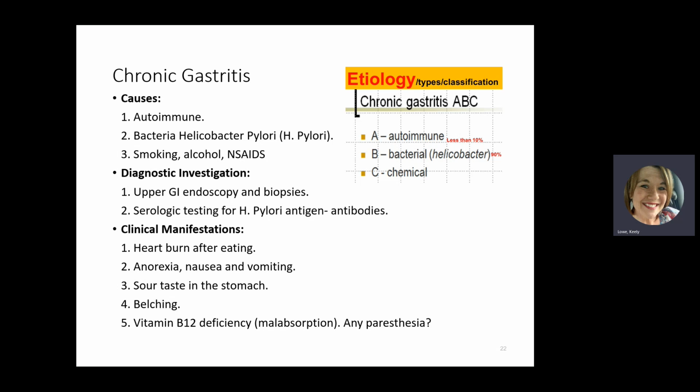And then the signs and symptoms are very similar to acute gastritis: heartburn, particularly after eating, because we're making more stomach acid, anorexia, nausea, vomiting, sour taste in the stomach, in the esophagus, in the back of the throat, belching, burping a lot, lots of gas and air, and then some vitamin deficiencies. So vitamin B12 and iron and calcium, from malabsorption of those things. So we want to ask patients if they're having any paresthesia. What's paresthesia?